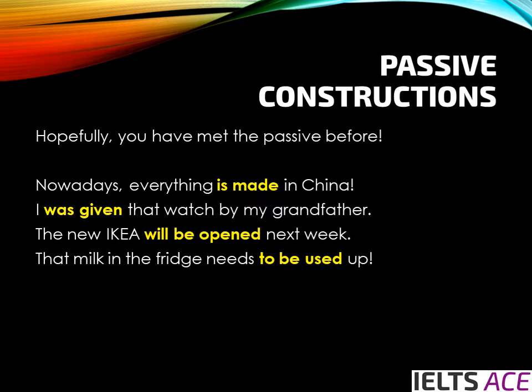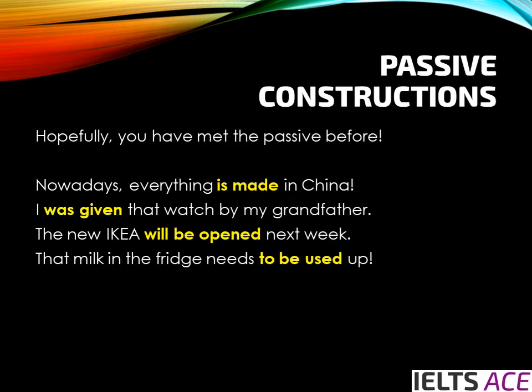So I'm sure that you've met the passive before in other English lessons, so we're not going to go through what it is too much. But as you can see, there are some example sentences here. Nowadays everything is made in China. So we have the present simple passive. I was given that watch by my grandfather. We have the past simple passive. The new IKEA will be opened next week. So we have the passive with will. And that milk in the fridge needs to be used up. So we have a passive with the infinitive.